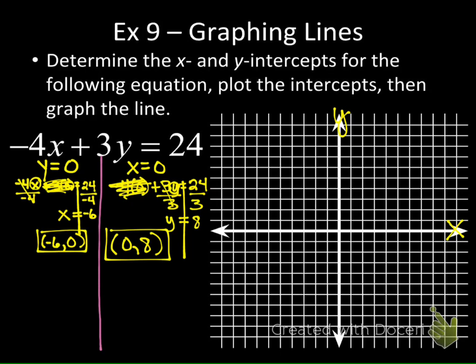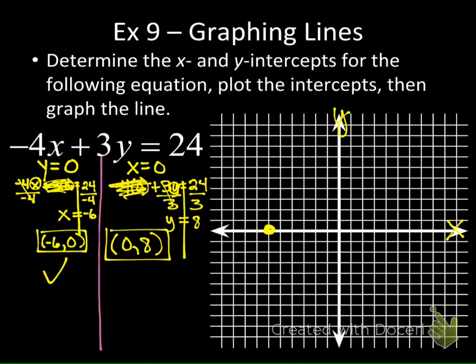Which way do I go? How many spots? 6. Left. My x value is -6. And then since my y is 0 for that ordered pair, I stay put. So 1, 2, 3, 4, 5, 6. I plot that ordered pair. You don't have to make the check mark, but I'm just showing you that ordered pair is done.